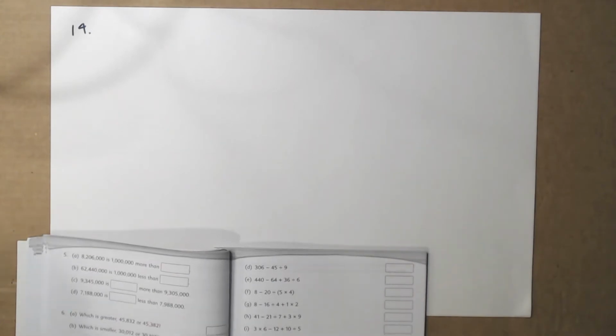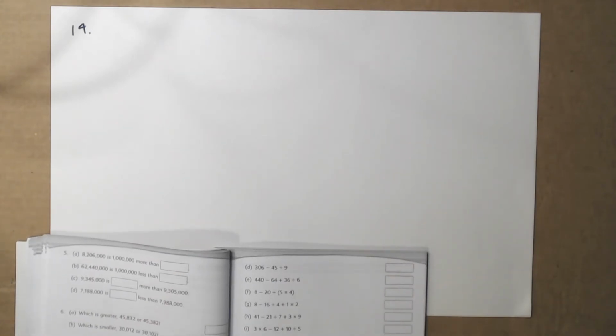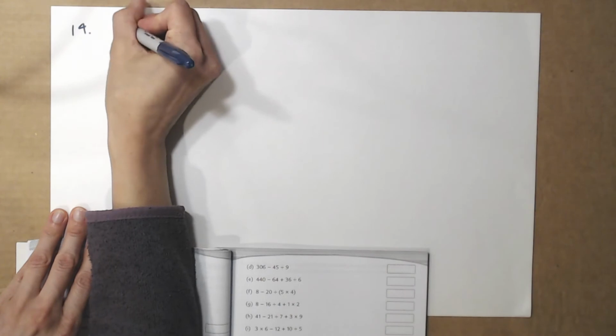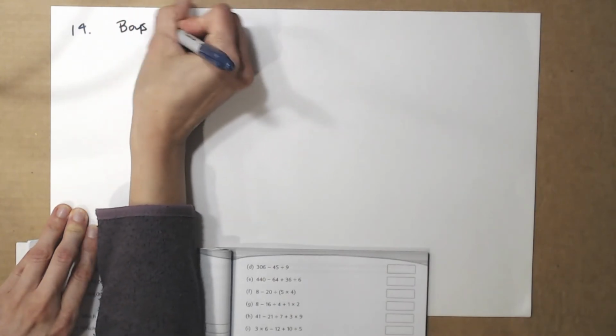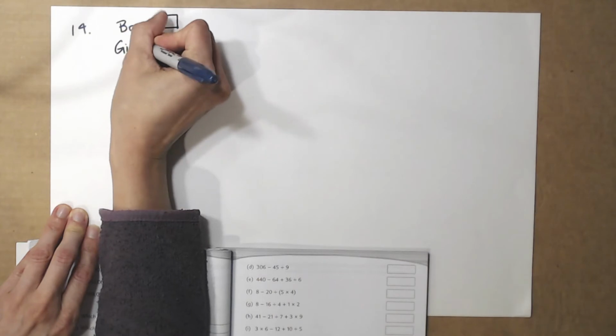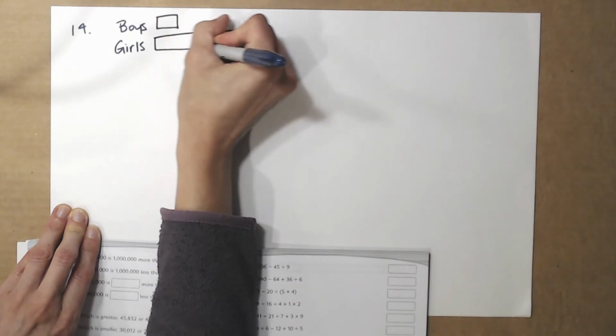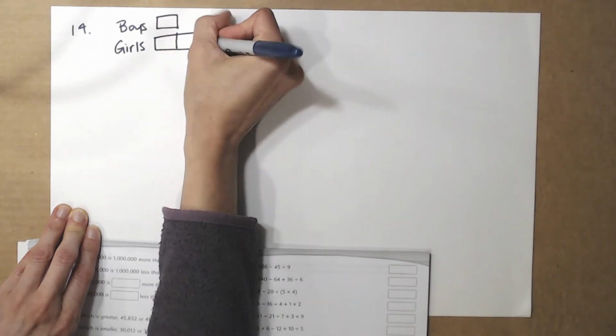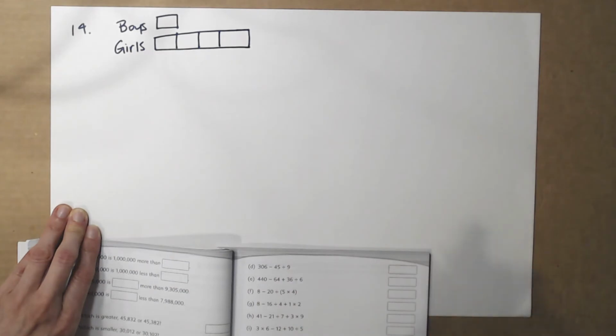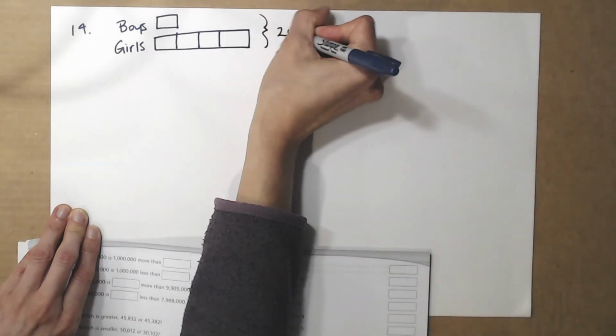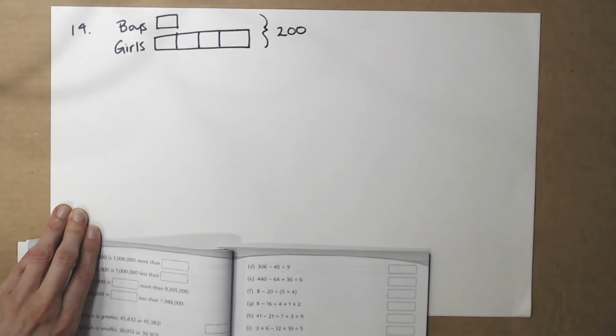Number 14, 200 children took part in a concert. There were 4 times as many girls as boys. How many girls were there? So this is a great bar model problem. We have 4 times as many girls as boys. So our boys will be represented like that, and our girls have 4 times as many. So they have 4 of that same equal part. And then all together there are 200 kids. So the question is, how many girls were there?